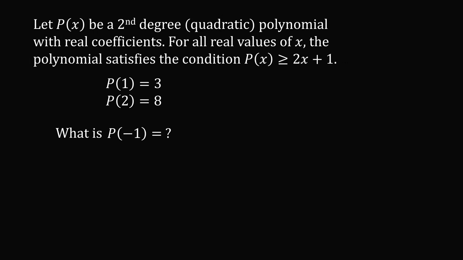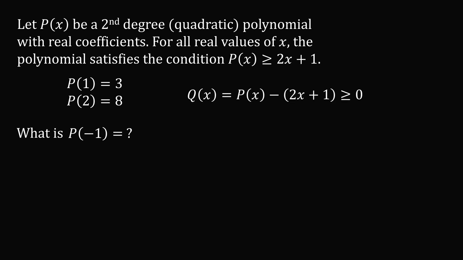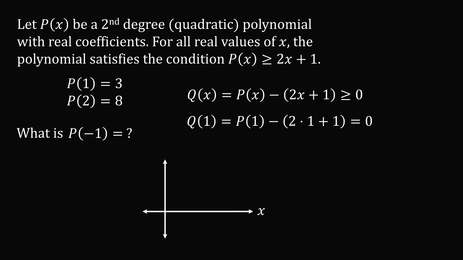So let's work this out. We'll define a new polynomial q of x to be p of x minus the quantity 2x plus 1. This will be greater than or equal to 0. Now, q of 1 is equal to p of 1 minus 2 multiplied by 1 plus 1, so this is all equal to 0. So we can now see that q of x is a quadratic polynomial.